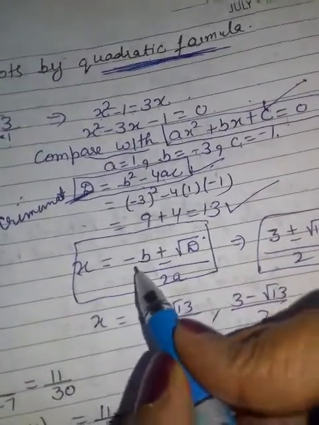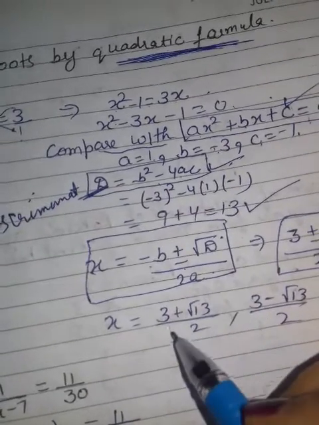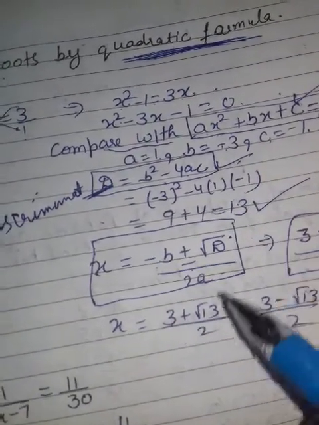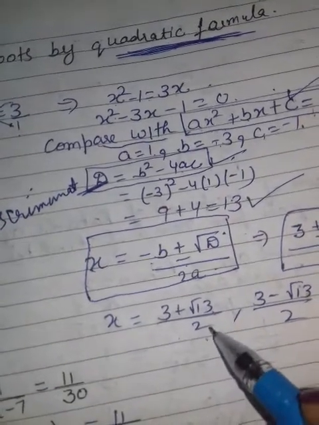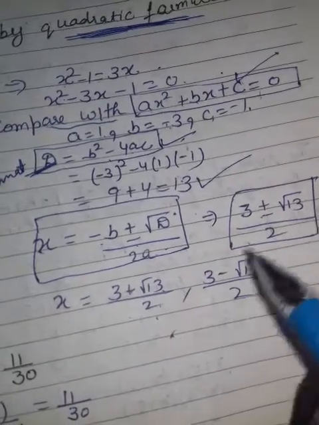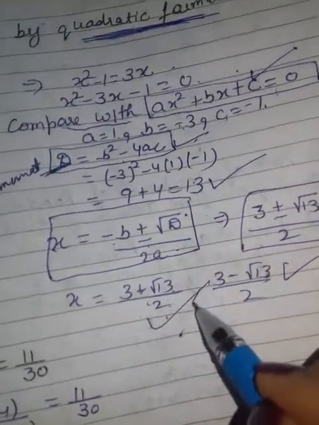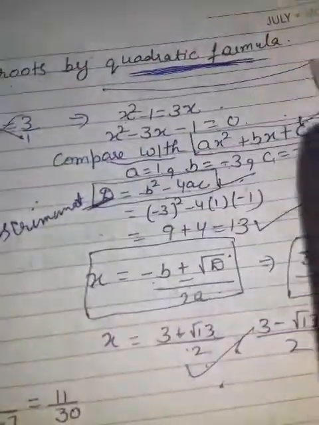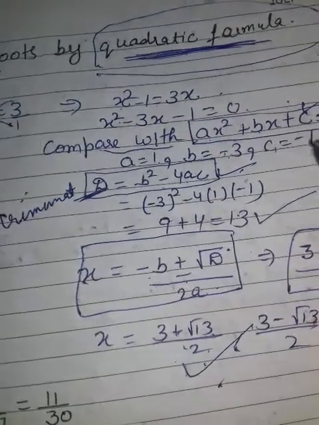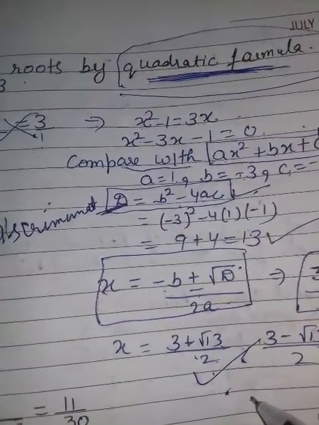x is equal to minus b plus minus root D upon 2a. I am putting the values: minus of minus 3 is plus 3, plus minus root 13 upon 2a. a is your 1. So plus minus is here. That's why firstly I kept with the positive, then I kept with the negative. 2 roots you got. This method is very much helpful when you are not able to make the roots. Then you can use this formula very easily. You will find the roots.